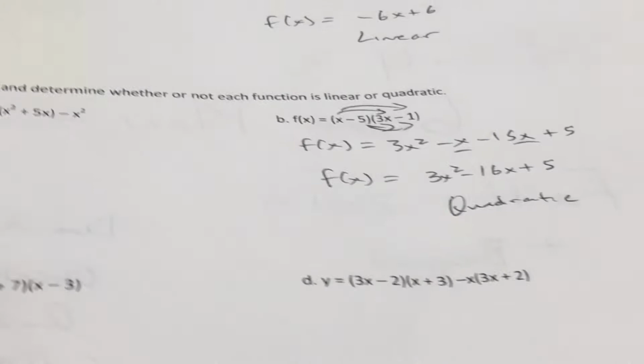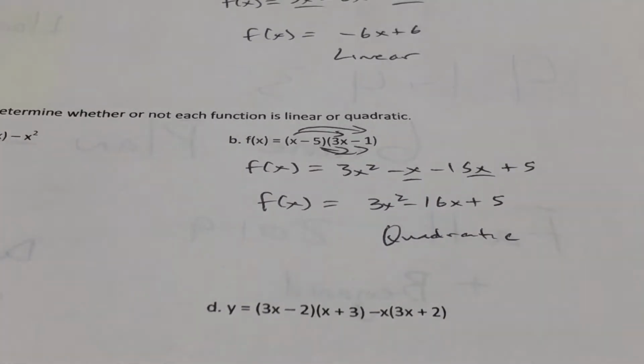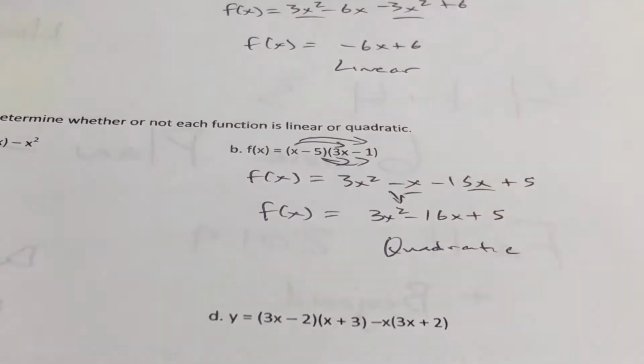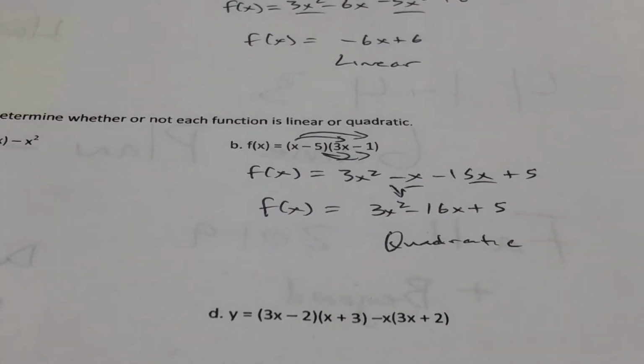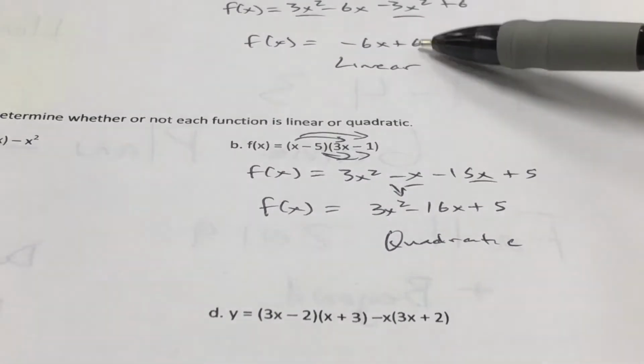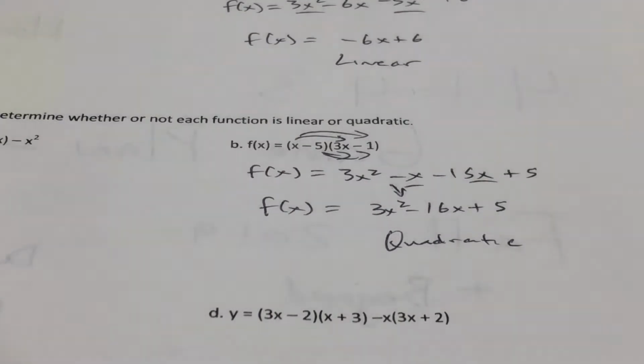Then on the first B here, first, outer, inner, last, we FOIL it up, get 3x squared minus 16x plus 5. The x squared term, the 3x squared: if you have it to the second power, that means it is quadratic. So there's an example of something linear, something quadratic. That's how you do the whole page.